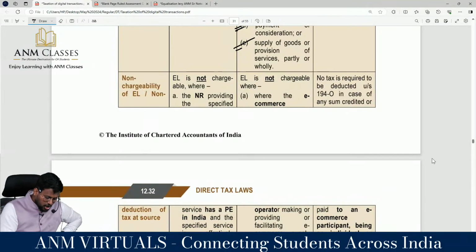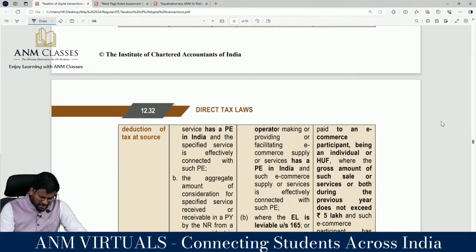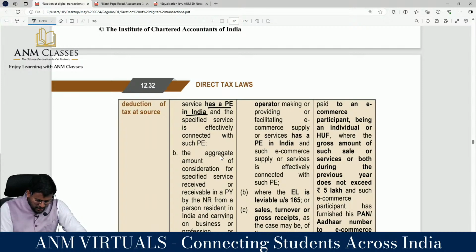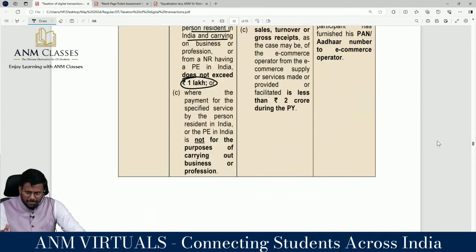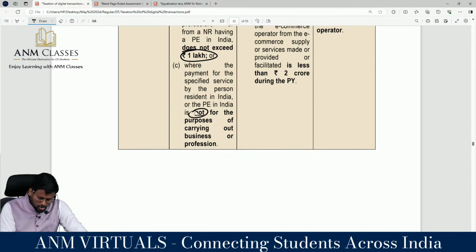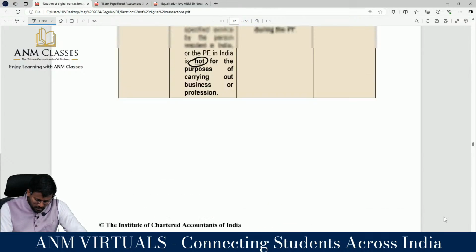Non-chargeability. Equalization levy is not chargeable where the non-resident providing the specified service has a PE in India and the specified service is effectively connected with such PE. Or where the aggregate amount of consideration for specified service received or receivable in a previous year by a non-resident from a person resident in India and carrying on business, or from a non-resident having a PE in India, does not exceed 1 lakh. The same chapter actually we are rereading, correct? Or where the payment for specified service by a person resident in India or the PE in India is not for the purpose of carrying out business or profession.